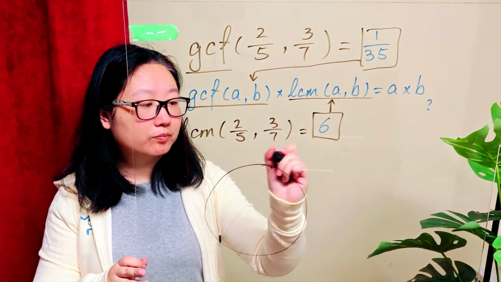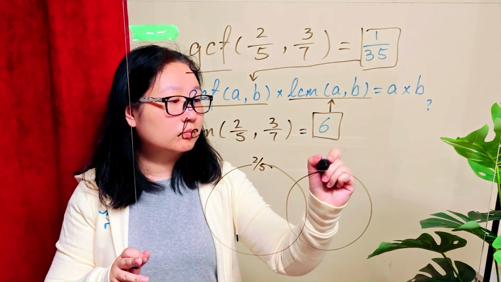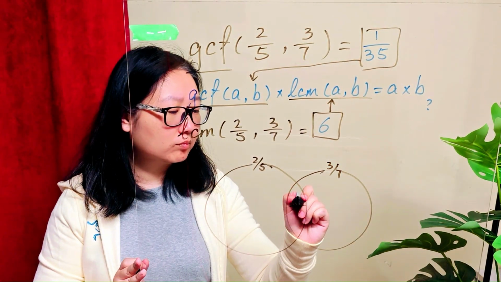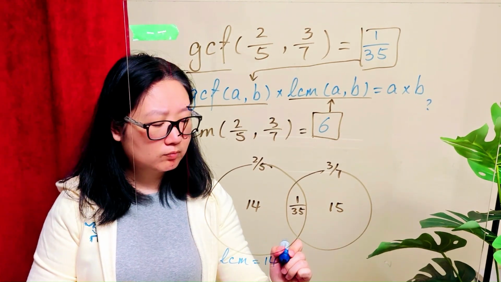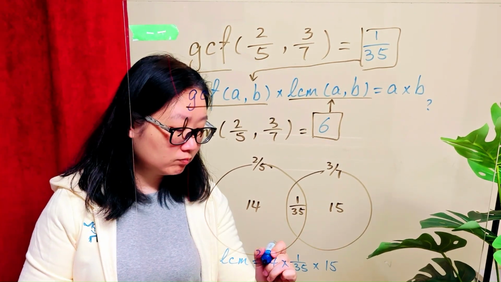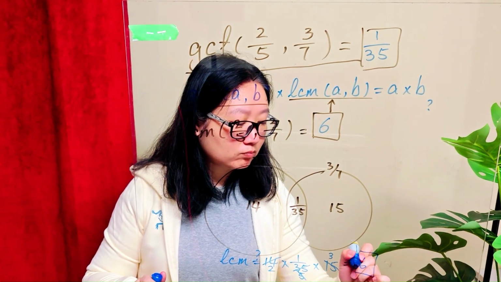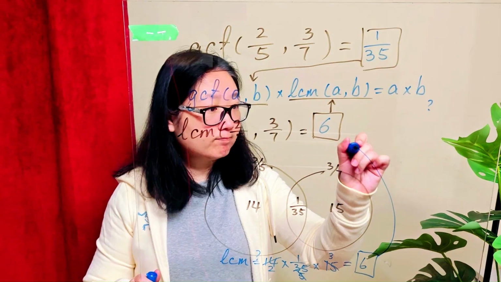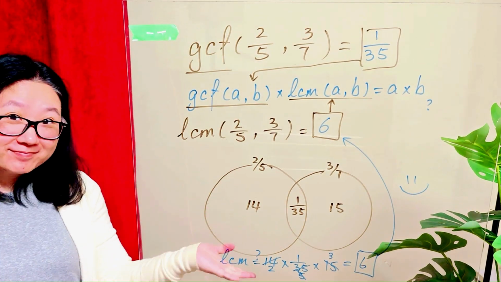I wonder if this means we can reconstruct the Venn diagram used in the inclusion-exclusion principle. The greatest common factor goes in the middle, and the rest of the spaces can be filled with the multipliers we need to get back to each of the fractions. And there we have it. We get the same least common multiple we got before. Phew, math makes sense again.